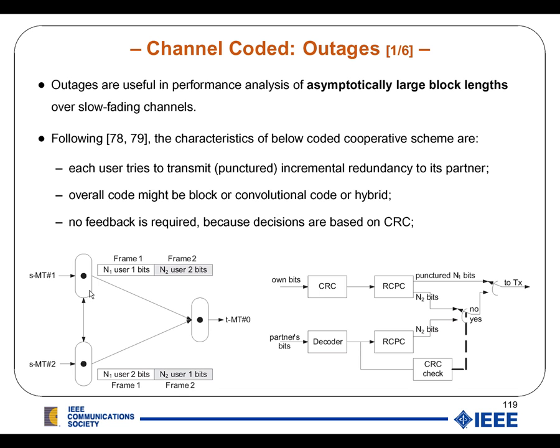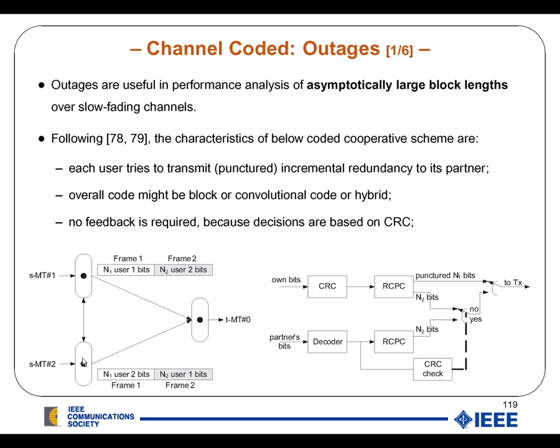Now let me assume that I'm user 1 and you are user 2. I'm transmitting N1 bits. This is a broadcast signal that is picked up by the target terminal, but also by you. If you receive my signal correctly, which you judge by means of a CRC, you would then build the redundancy, the parity data, and transmit in your second frame my data to the target terminal. Equivalently, you do exactly the same as I do.